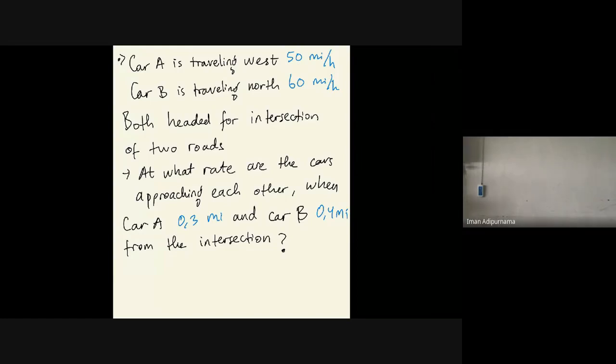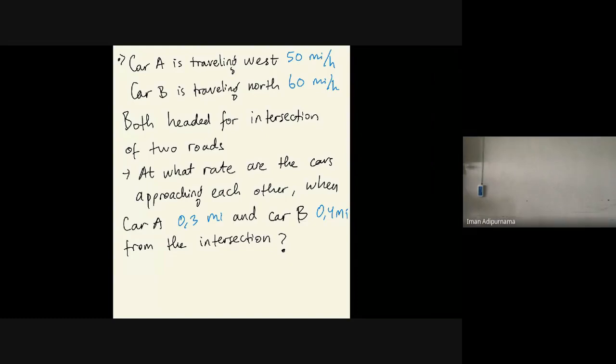And then the question is asking, at what rate are the cars approaching each other? It doesn't say they will meet, but that they approach each other. Maybe one will go away and the other will go here. We don't know because we haven't calculated yet.